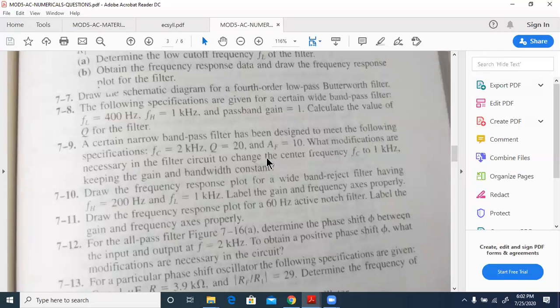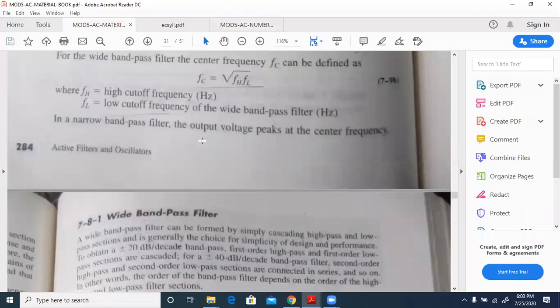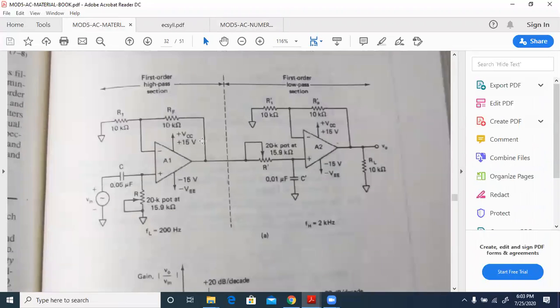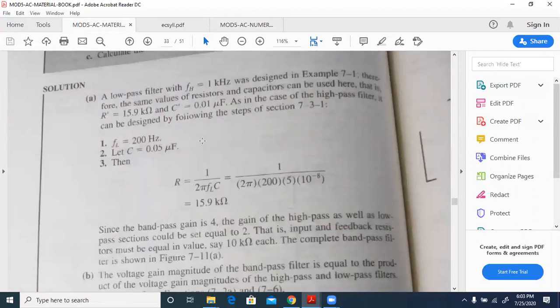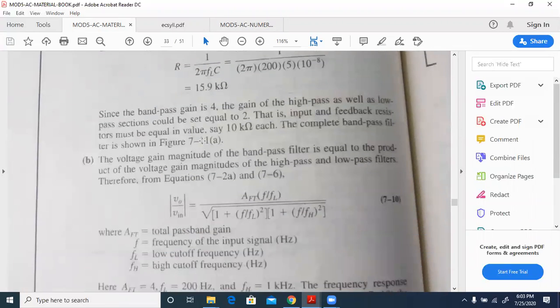What modifications are necessary in the filter circuit to change the center frequency FC to 1 kilohertz, keeping the gain and bandwidth constant? So we need to design. Design generally means that we need to find the value of R and C. So wide band is over, we need to go for the narrow band. This is wide band. Same formulas we have.